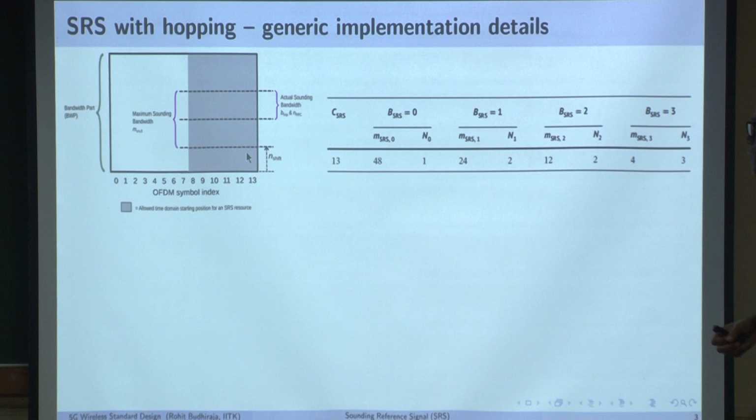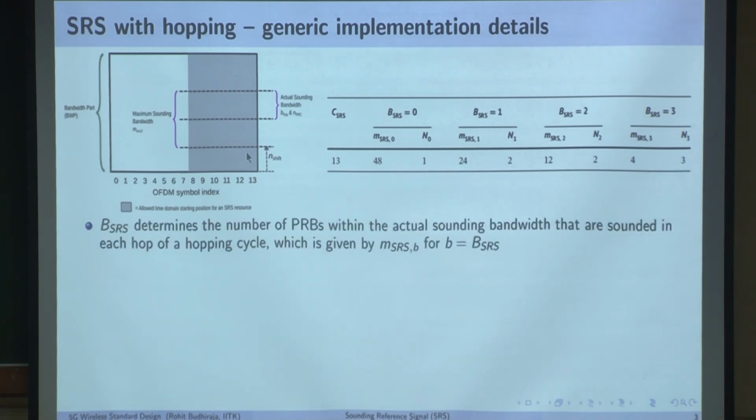Now we have understood SRS, the notion of hopping, how hopping gets enabled, and typically how many hops will be required to sound out the complete bandwidth, the maximum sounding bandwidth. I'm going to put everything together and understand how the standard has defined this framework. We have actually understood most of it. Now let's put together everything.